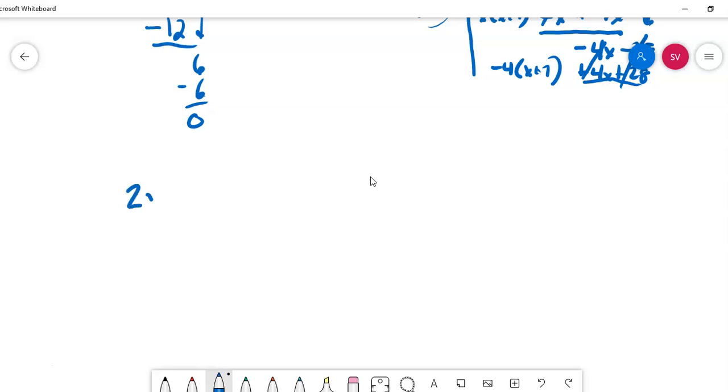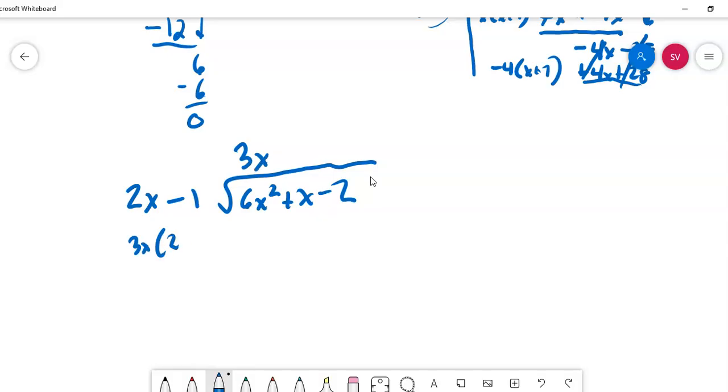So let's look at another one. I have 2x minus 1, and then I have 6x squared plus x minus 2. So we're going to do the same exact thing. 2x times what gives me 6x squared? 3x. So now we take 3x times 2x minus 1, and we multiply it. You get 6x squared minus 3x. What do we have to do? We have to subtract. So that switches the signs.